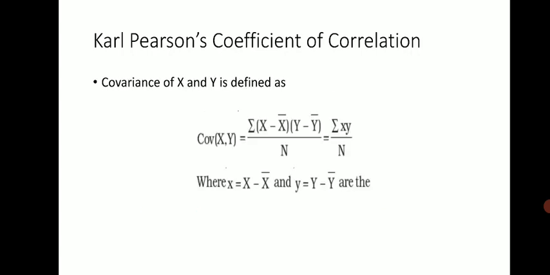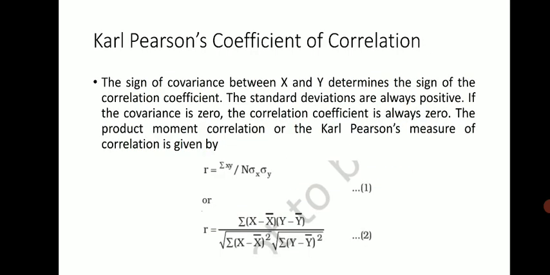Next, the covariance of x and y is defined here and simplified, where x is represented by x minus x bar and y is represented by y minus y bar. After putting these values we have our final formula. The sign of the covariance between x and y determines the sign of the correlation coefficient, the standard deviations are always positive, and if the covariance is 0, the correlation coefficient is always 0.